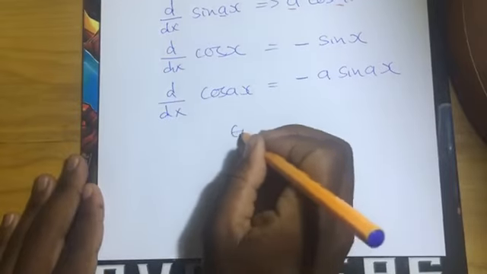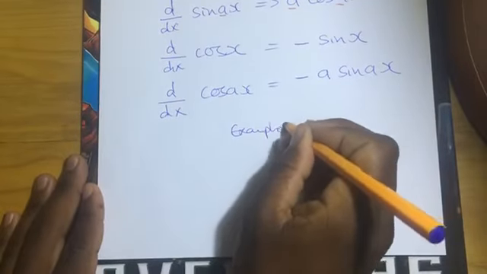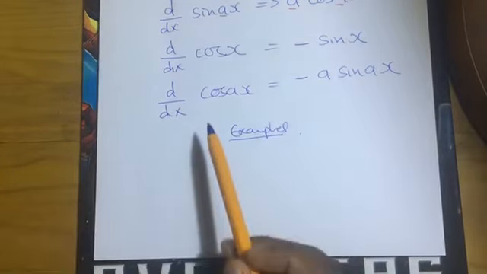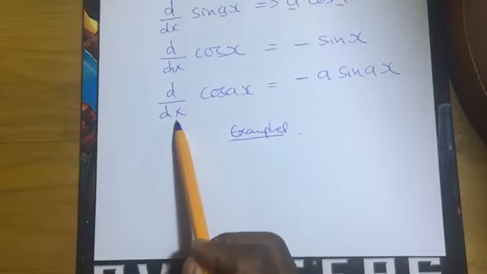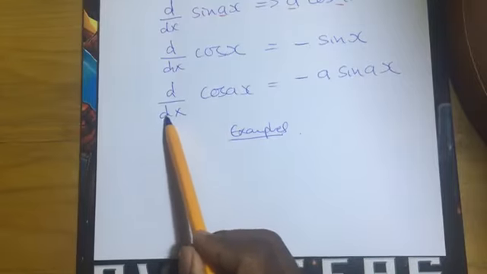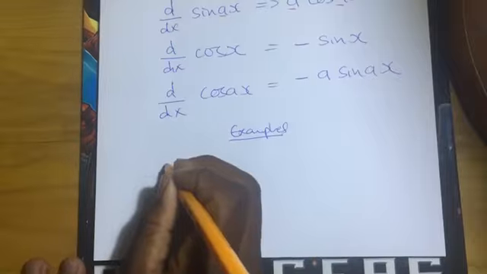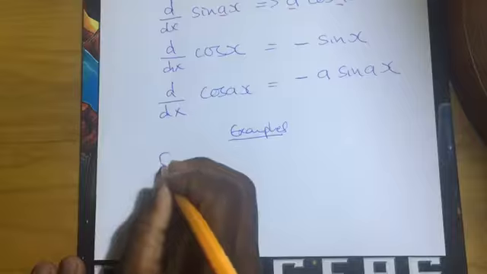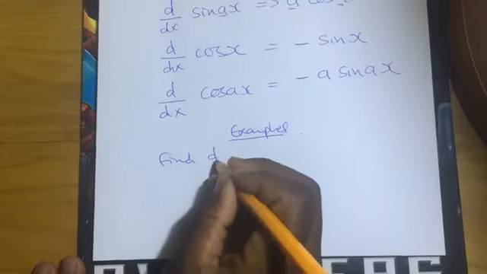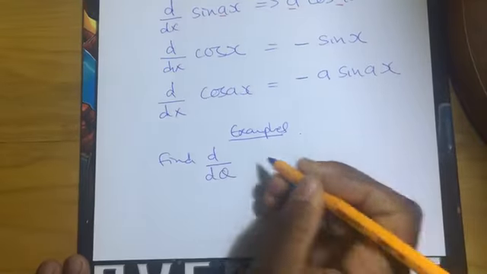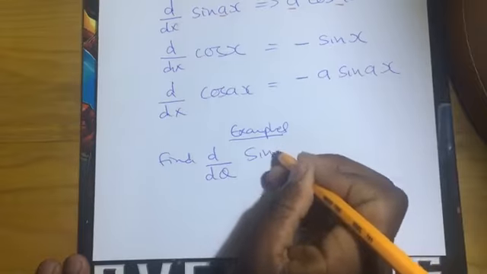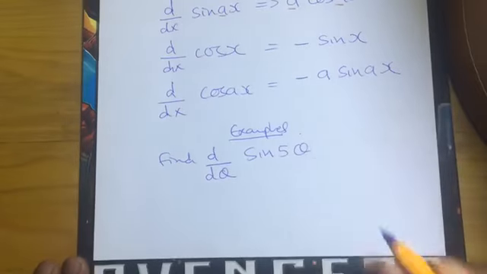Okay, so let's use some examples. Remember, what they want you to focus on is what comes after the d. So if they put theta here, then the expression should have theta as well. Examples. Find d d theta of sine 5 theta.